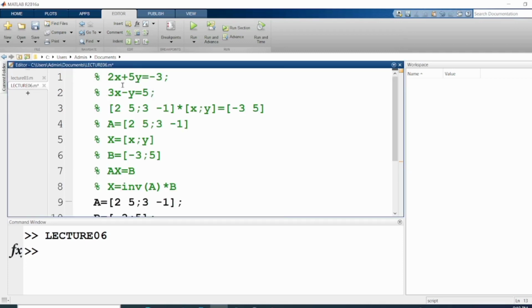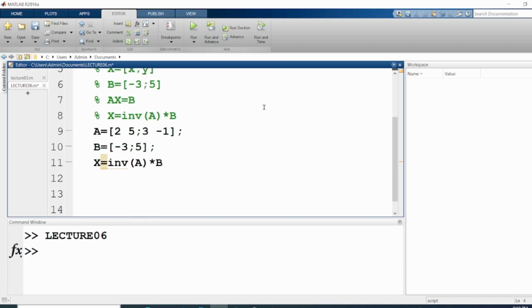I have written 2x plus 5y is equal to minus 3, but these are just comments. These are user specified, not for MATLAB. MATLAB doesn't know what these are; they are just comments per my understanding of what I'm going to do. MATLAB only knows the A matrix, the B matrix, and the X matrix. So A equals 2, 5, 3, minus 1. This is the data from my matrices. This is the A matrix, and the B matrix is equal to minus 3, 5. You can read from here as well.